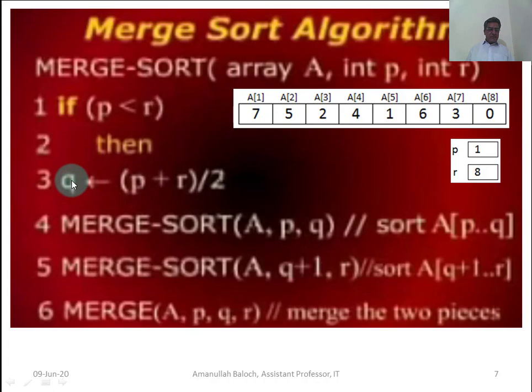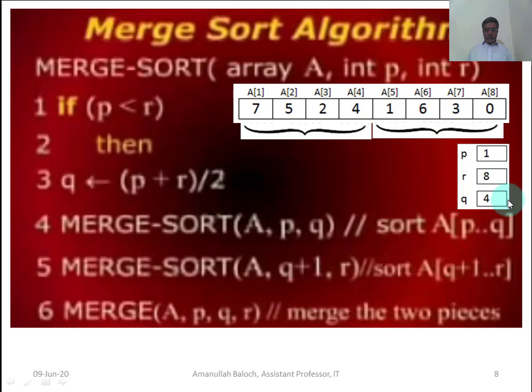We see in the next slide that Q becomes 4 by this process. Now Q has become 4. We call the merge sort algorithm at line number 4 and line number 5. This is our merge sort algorithm, and we are calling this merge sort algorithm within its own body. We are calling merge sort here, and again at line number 5 we are calling the merge sort algorithm within its body. So this is called recursion.